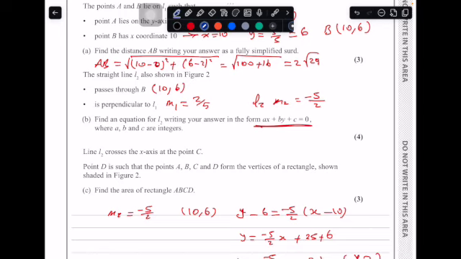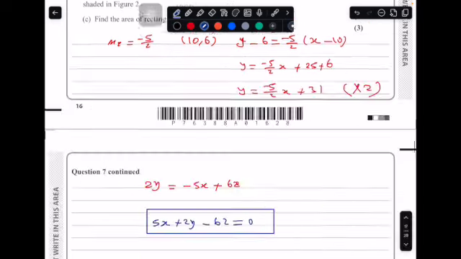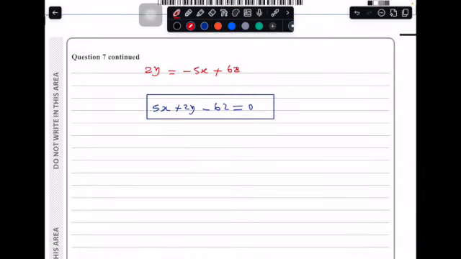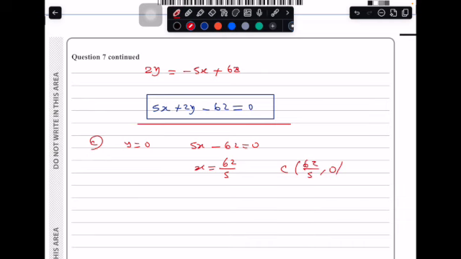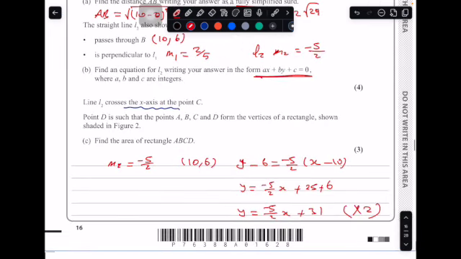The line L2 crosses the x-axis at the point C. Crosses the x-axis, that means you have to put y equals 0. Y equals 0, that's perfect. So we have 5x minus 62 equals 0, so x is equal to 62 over 5. You can leave it like this as an exact value and use it. So we have point C, 62 over 5 and 0.